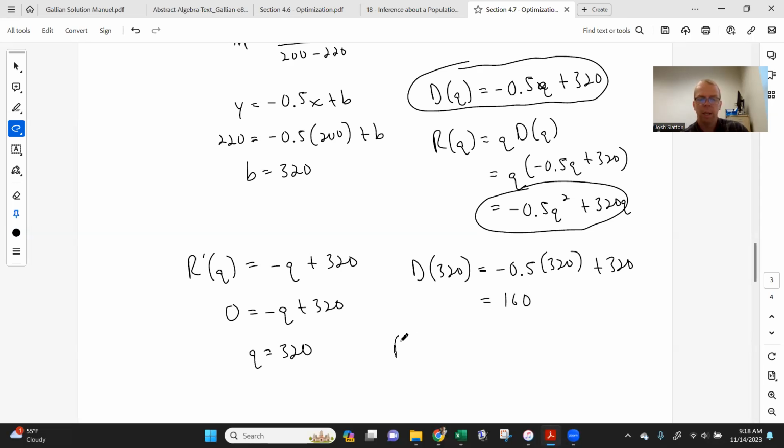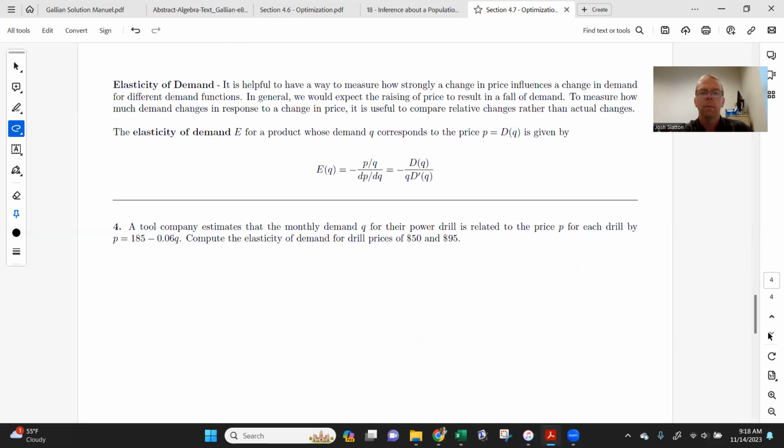So then what's the rebate? The rebate is the original price with no rebate, which is 220, minus the optimal price that we have. And so the rebate then would be 60. All right. So you may need to work through that one a couple of times to see all the parts to it. But once you do it a couple of times, it's not too complicated, I don't think.